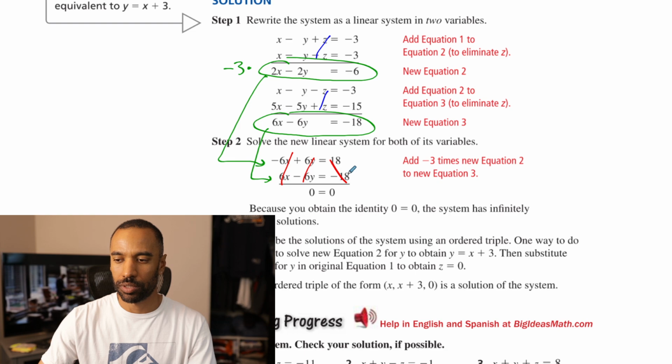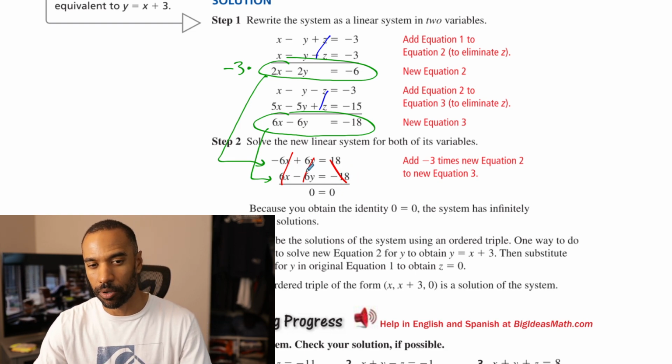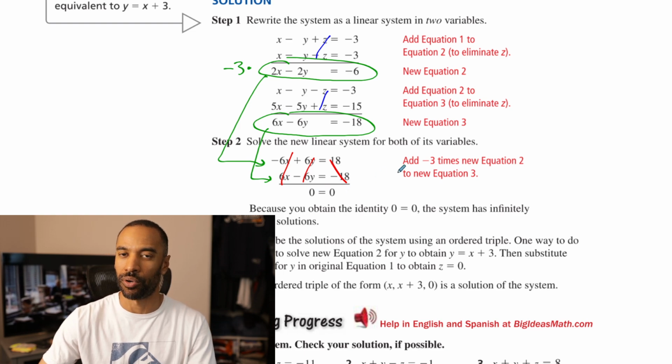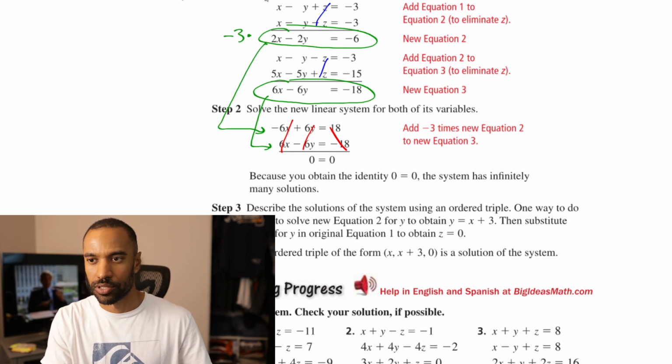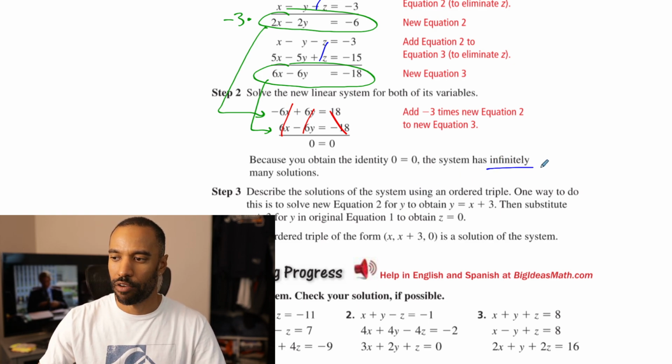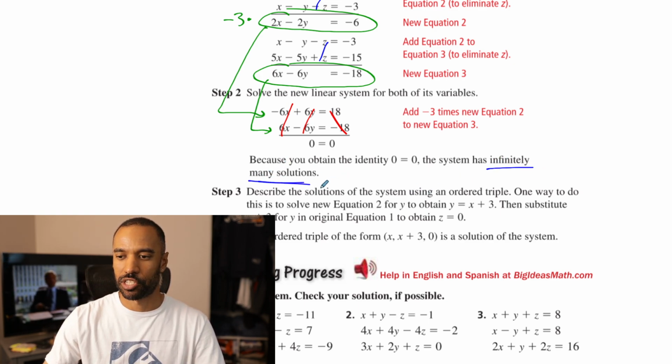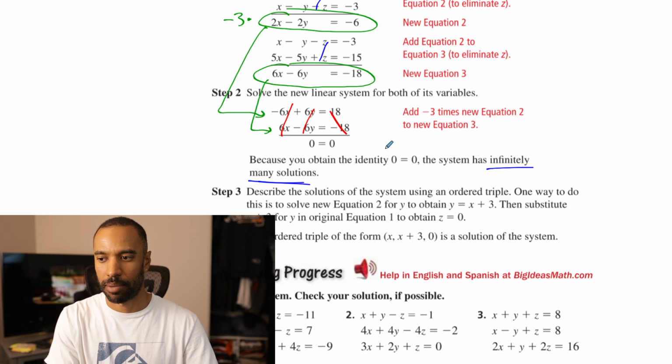Which is really no cause or concern for us. That can turn into 0 as many times as we want. But when the variables are gone and you get 0 equals 0, that's a case where you have infinitely many solutions. Infinitely many solutions when all variables are gone and yet the left side still equals the right side in a true statement.